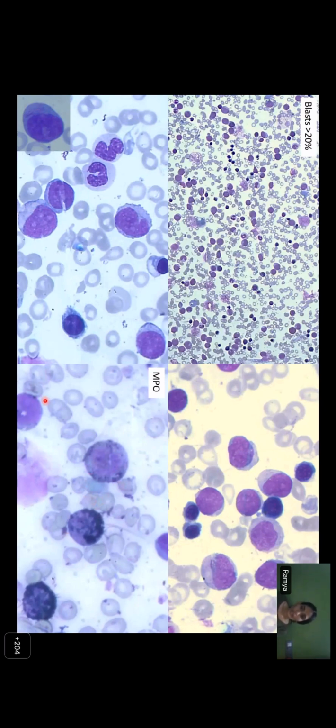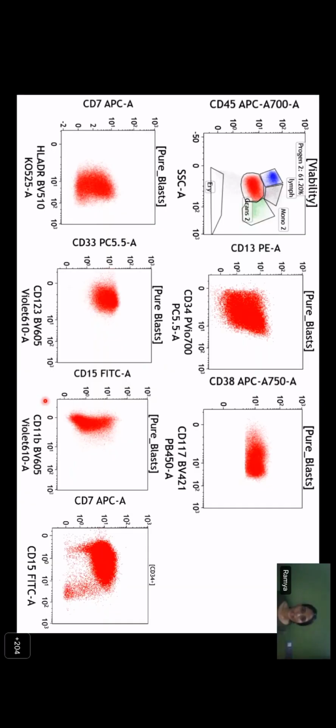Wonderful. And do you think these are positive for MPO? So I think they are positive for MPO. Okay, what do we see here? So over here I see CD34 and CD13 are dimly positive. CD117 and CD38 both are again dimly positive. HLA-DR is positive. CD123 is negative. CD33 is dimly positive, sir. What about CD7? CD7 is negative, sir. So it's variable, no? You can see that it's coming all the way from positive to negative.